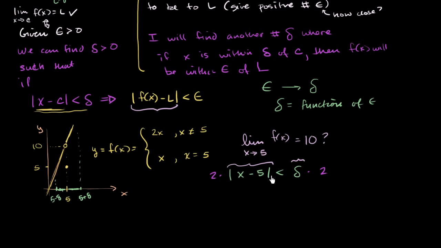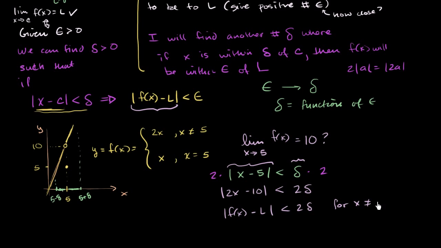You multiply both sides of this inequality by 2. And 2 times the absolute value of something is the same thing as the absolute value of 2 times that thing. If I were to say 2 times the absolute value of a, that's the same thing as the absolute value of 2a. So on the left-hand side, this is just going to be the absolute value of 2x minus 10. And it's going to be less than, on the right-hand side, you just end up with a 2 delta. Now, what do we have here on the left-hand side? Well, this is f of x as long as x does not equal 5, and this is our limit. So we can rewrite this as the absolute value of f of x minus L is less than 2 delta, and this is for x does not equal 5.